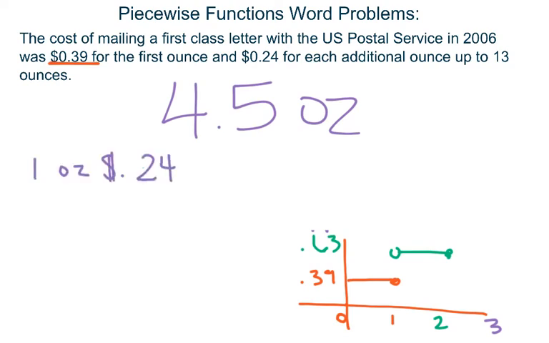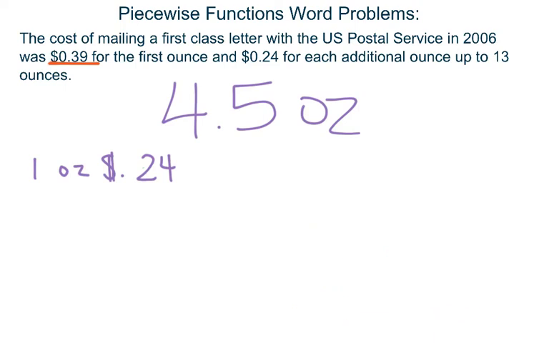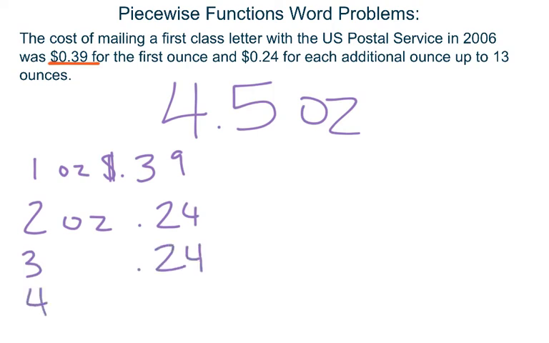Okay, so let's see if you think about this the same way I do. It's 4.5 ounces, so that first ounce is 39 cents. My bad, can't read again. And then the second ounce, you had to pay an additional 24. And then the third ounce, an additional 24. And then the fourth ounce, an additional 24. And because you went 0.5 over, you had to do an additional 24.